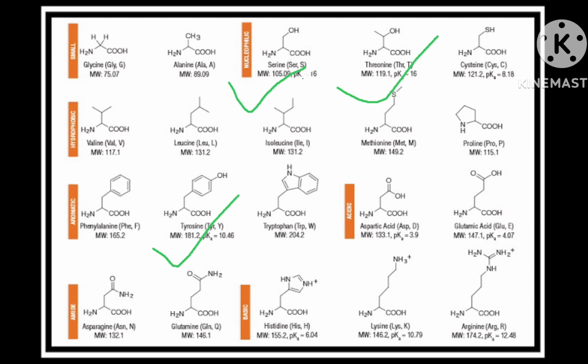Moving towards alcohol, OH group, we have serine with a hydroxyl R group, and threonine with a hydroxyl R group structure. Aromatic amino acids contain aromatic rings in their side chains. Examples are tyrosine, phenylalanine and tryptophan.